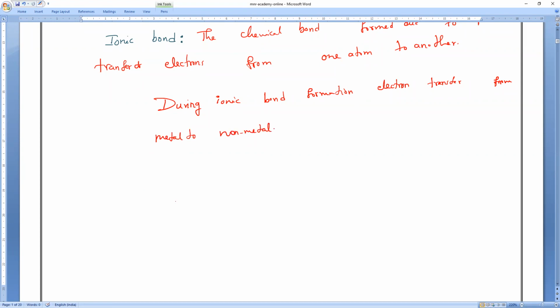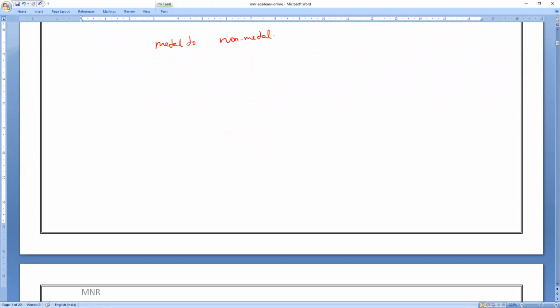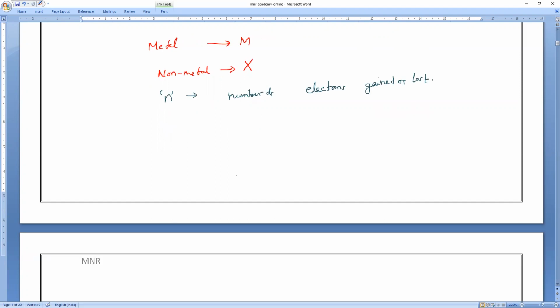Now, let us take the metal as M. Metal I will represent with M. And non-metal, let me take it as X. And N I am taking as the number of electrons gained or lost.